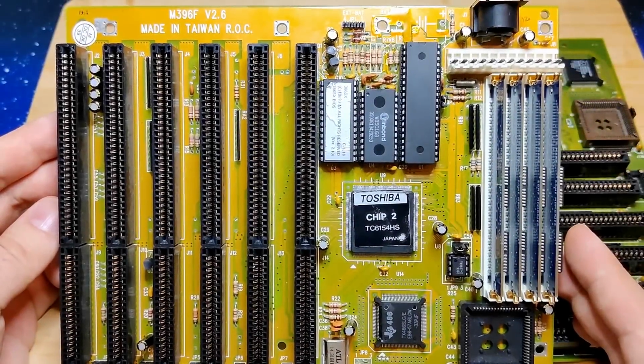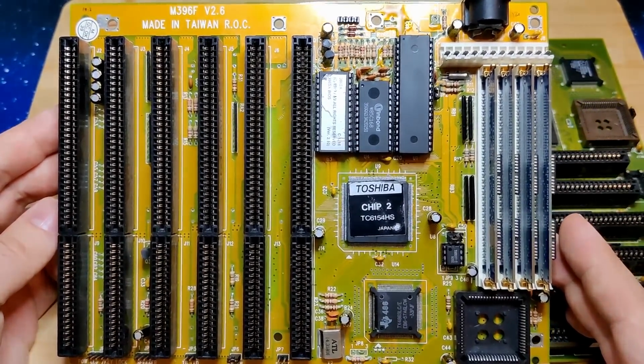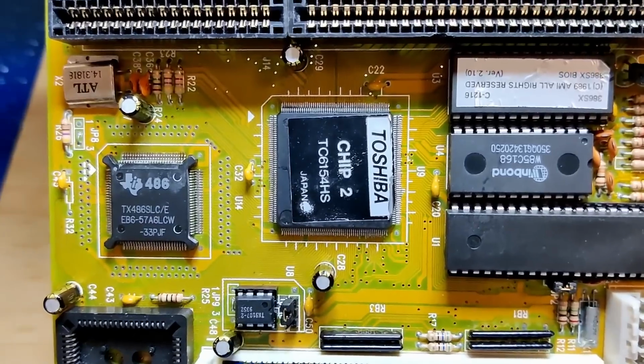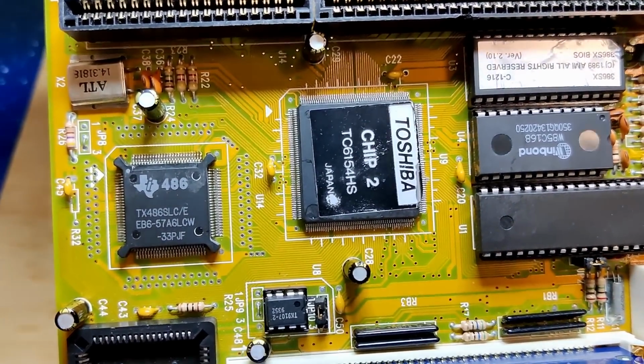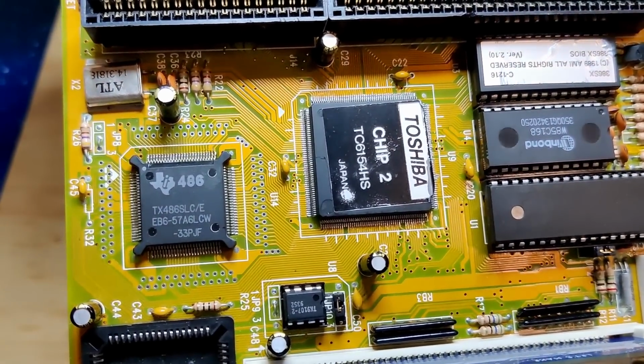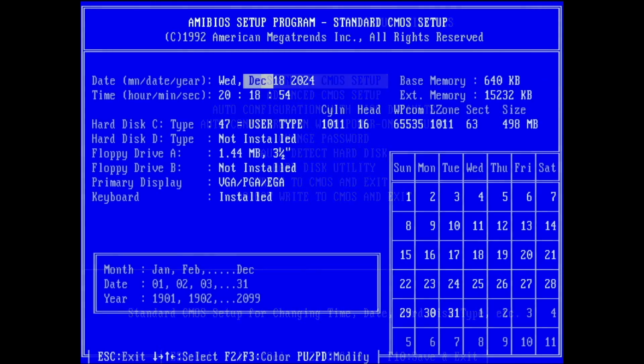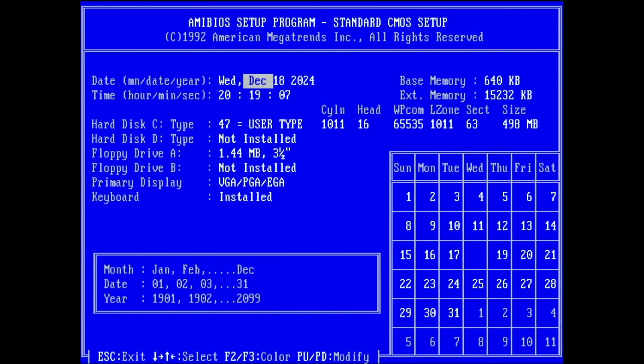I'm back with another video about my TX486 SLC. This is the board I just fixed in my last video, and there is still a problem on the board. That issue was already there in my previous video, and if you look closely at the footage, you will see that the time has a problem.